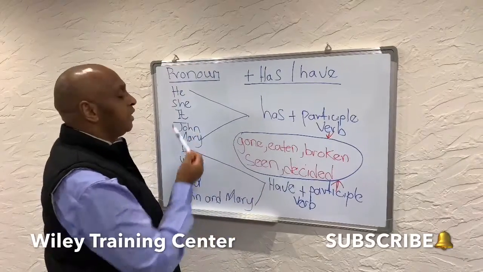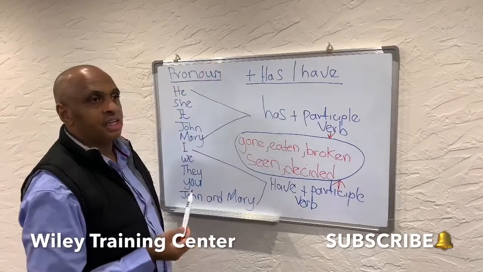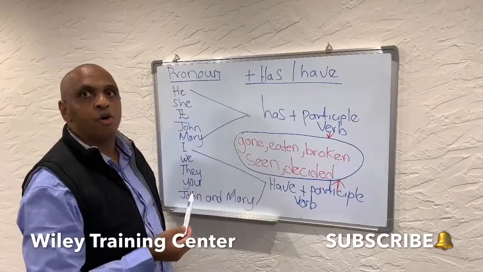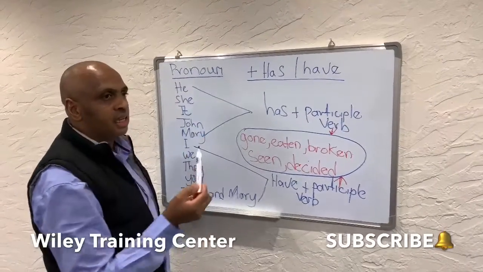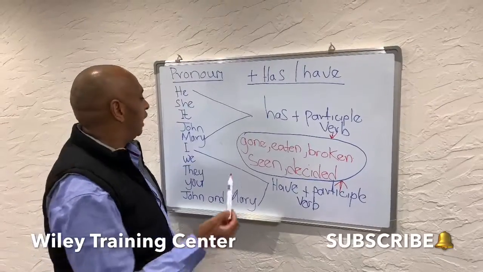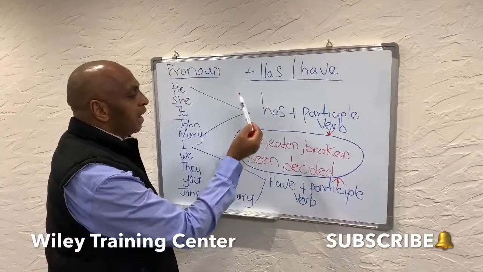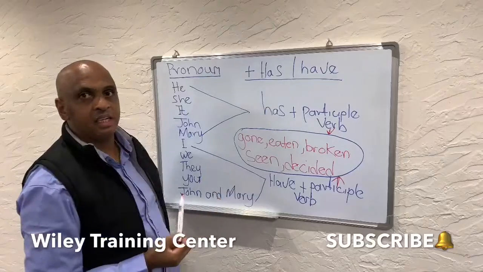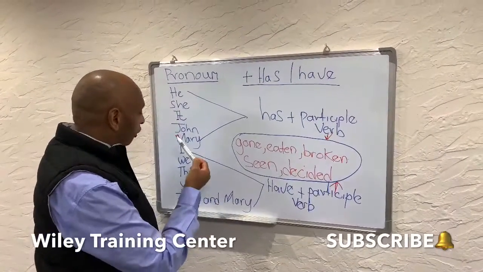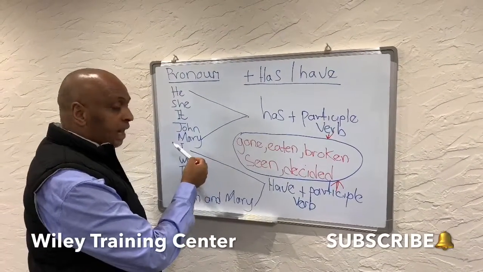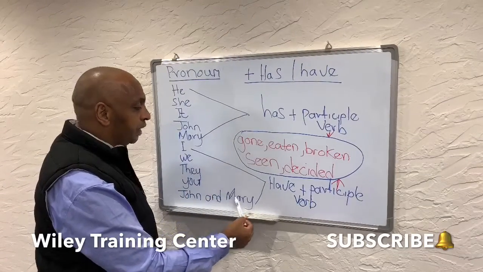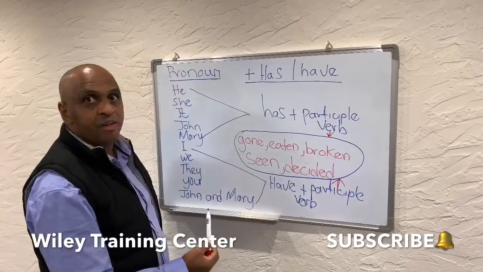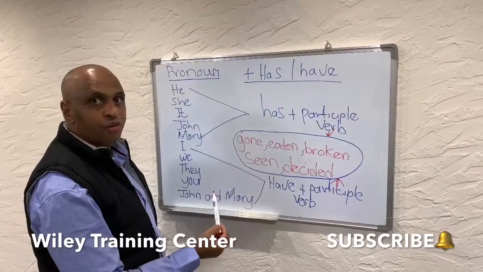For the word it, if it's an organization or a table or a machine or a computer, let's take an example of an organization. We say, the organization has decided. So the next part of the pronouns is I, we, they, you, John and Mary, with have, because they are in plural form. They use the plural form.